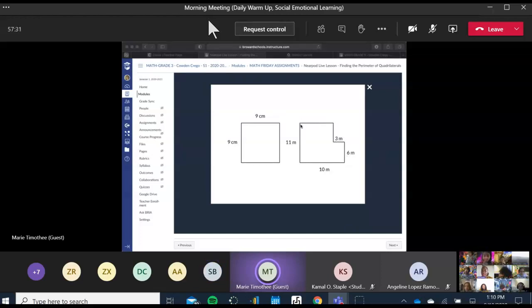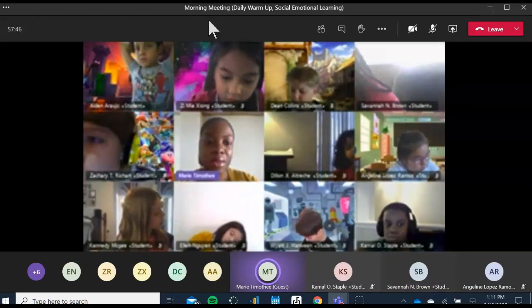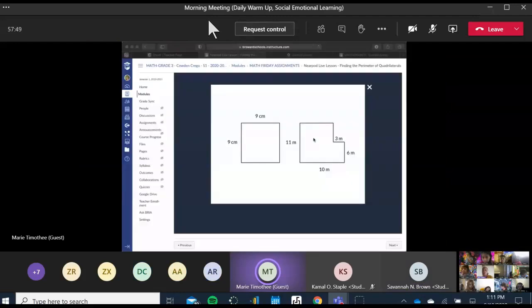Now we have to find the length of this part, and I can't see it. One second, let me try and share it again. But you can look at it on your screen as well if you're not able to see it on mine. Okay, so when we look at it, we want to find the missing lengths over here, so we can add all these numbers up. So if we already know that this is 10, and we know that this is 3.